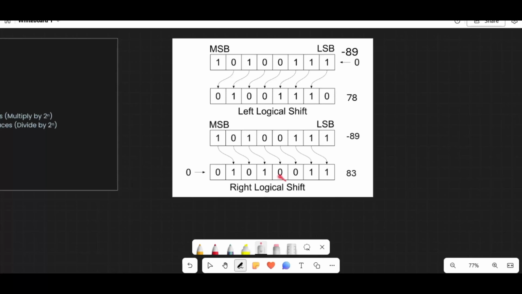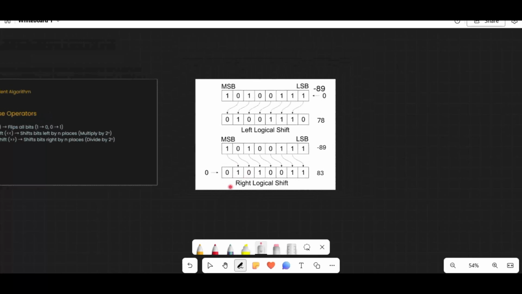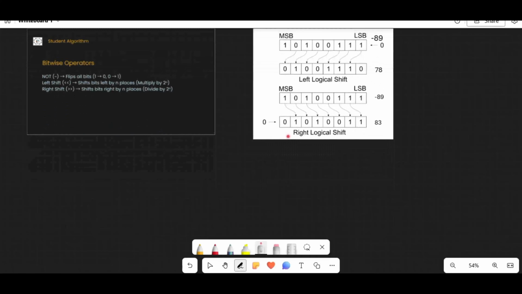Similarly, in the right logical shift, what happens is this 1 position will be shifted to the 0 position, the second position shifted to the 1 position, the third position shifted to the second, and the fourth position shifted to the third position. It will be shifting completely to the right. So the 1 will be shifted here, 1 will be shifted here, 0 is shifted here, 0 is shifted here, 1 shifted here, 0 shifted here, and 1 shifted here. The remaining space is filled with 0. This is all about the left shift and right shift.